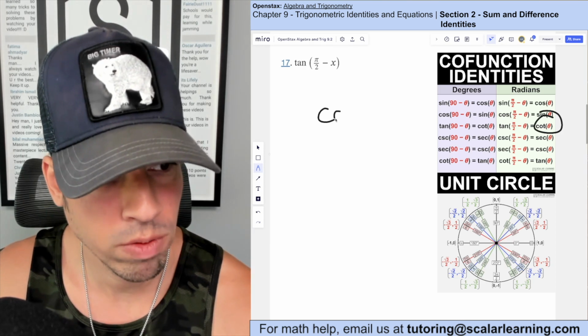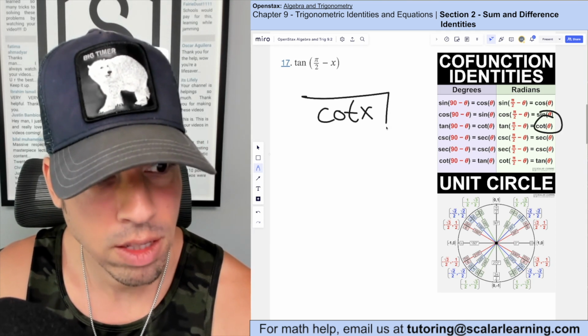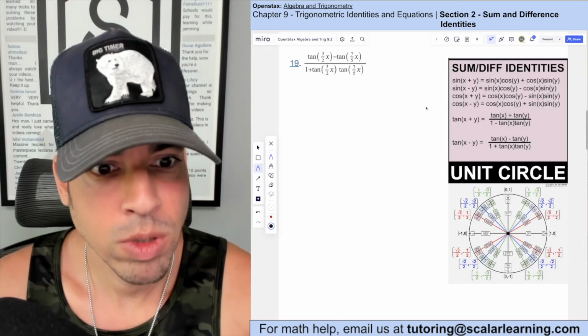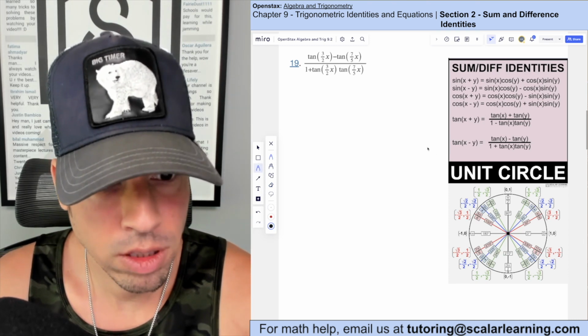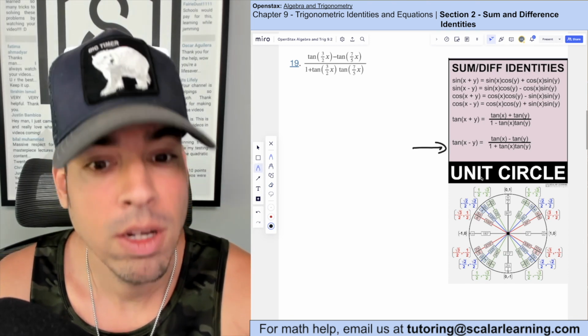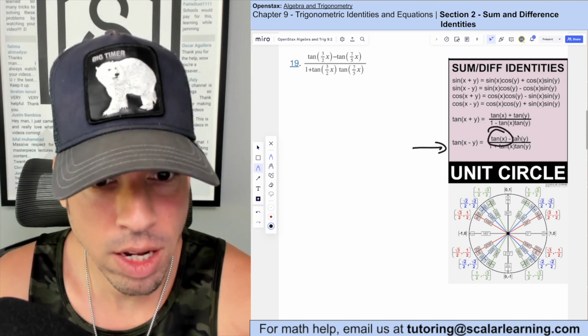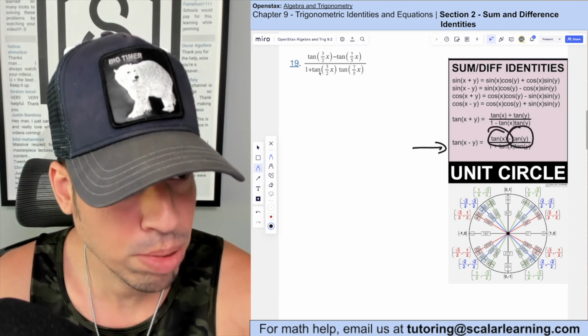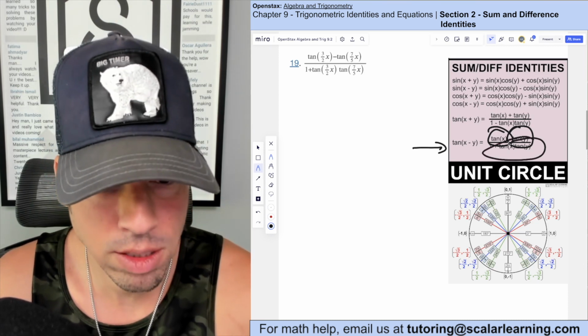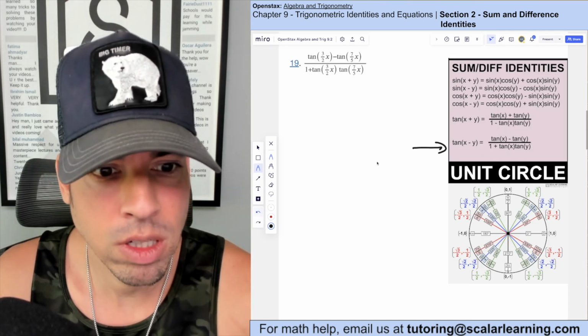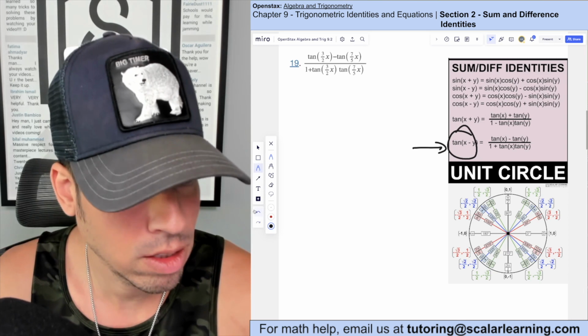So here this would be equivalent to cotangent of x. That's how you do it. Done. So this one is using the tangent difference function in reverse, right? Because if you look at it, it's tangent x minus tangent y over 1 plus tangent x tangent y. It's the same thing. So we're just going to do this in reverse and bring it back to this format.